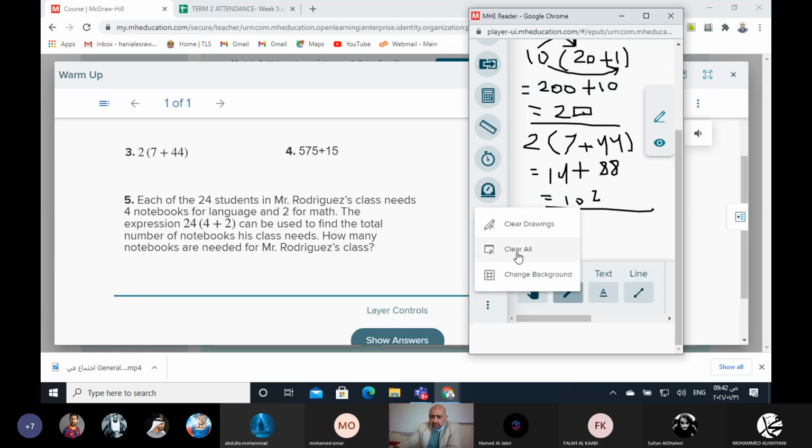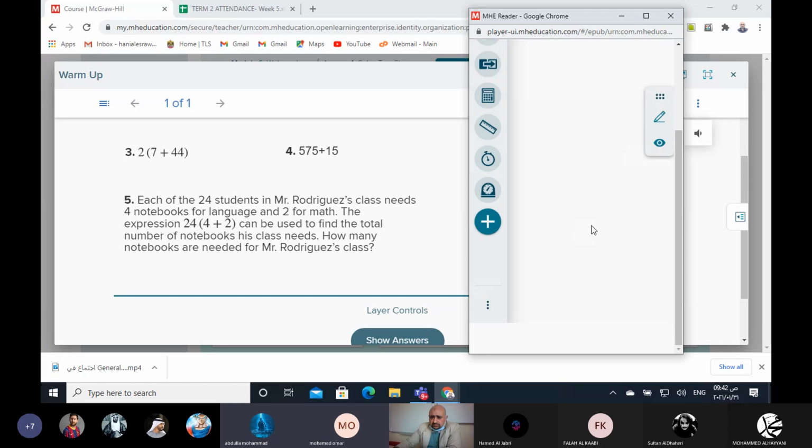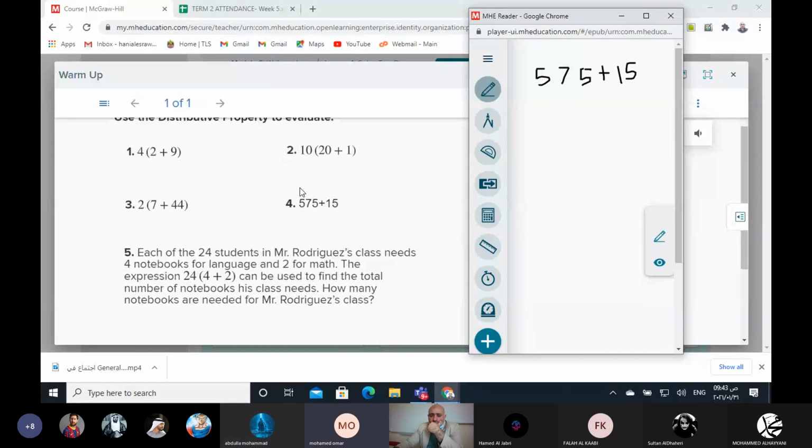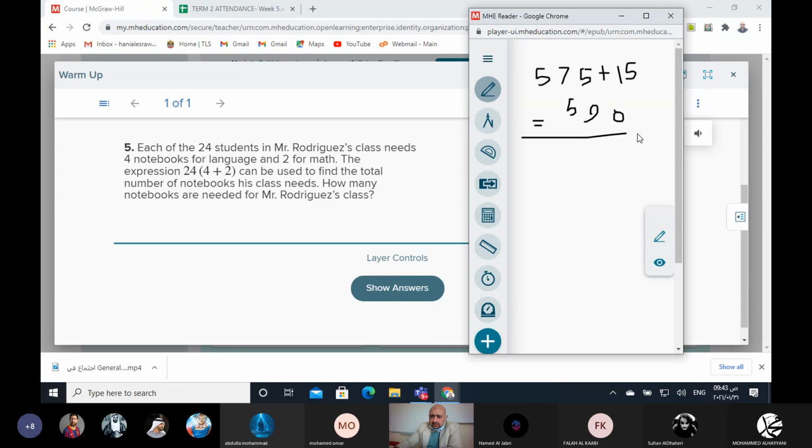Okay, exercise number 4, please. The answer is 590. So here we have addition. We can add directly. 5 plus 5, 10. 1 and 1, 2 plus 7, 9, then 590. Okay. Who can read exercise number 5, please?